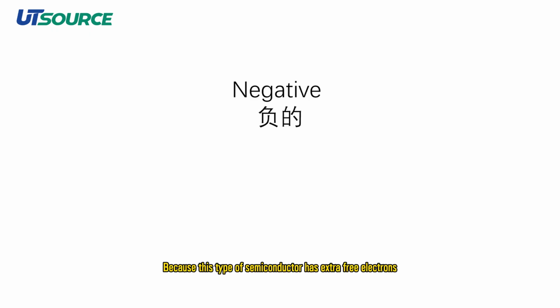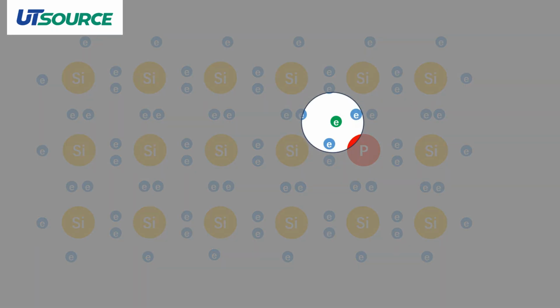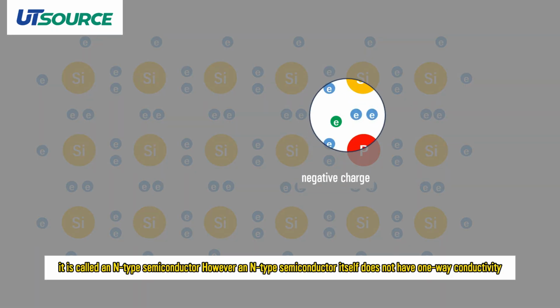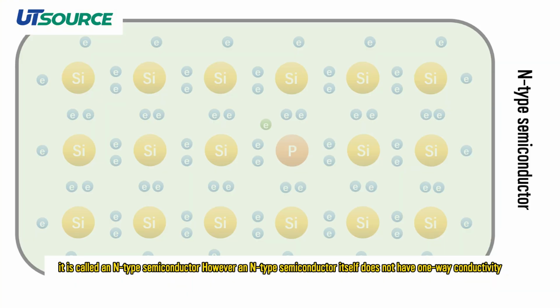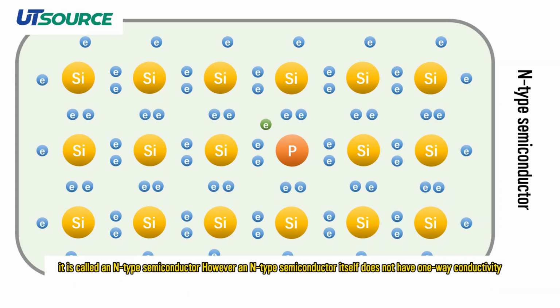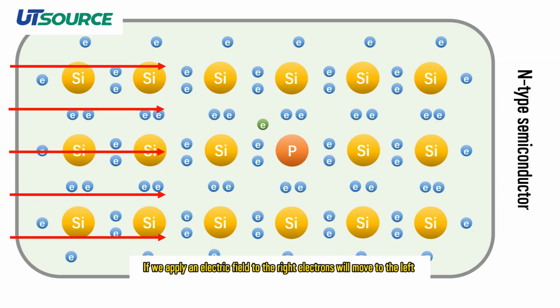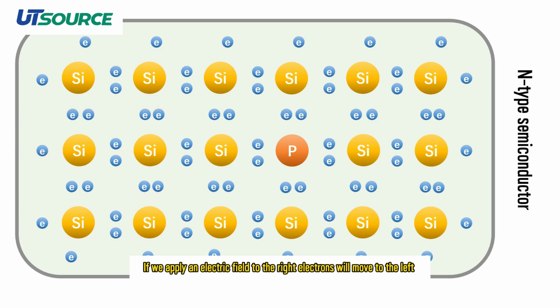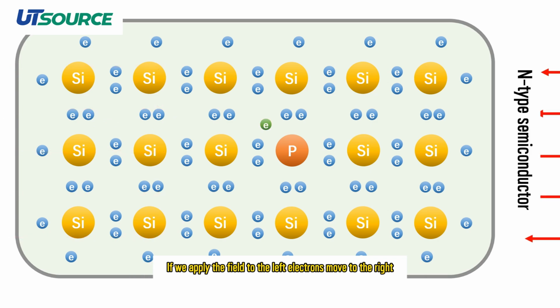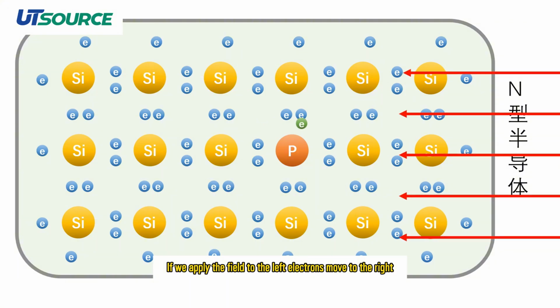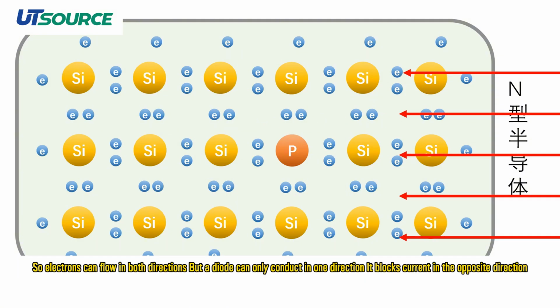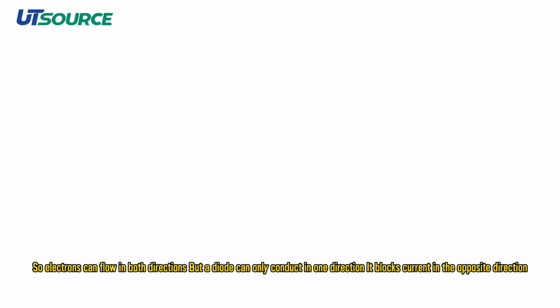Because this type of semiconductor has extra free electrons, it is called an N-type semiconductor. However, an N-type semiconductor itself does not have one-way conductivity. If we apply an electric field to the right, electrons will move to the left. If we apply the field to the left, electrons move to the right. So electrons can flow in both directions, but a diode can only conduct in one direction. It blocks current in the opposite direction.